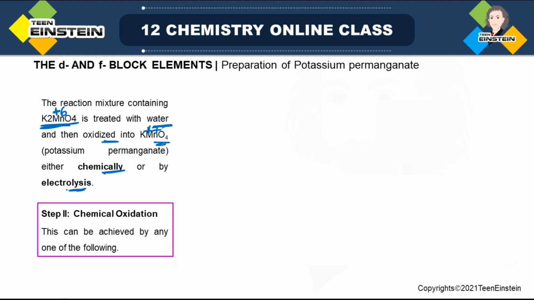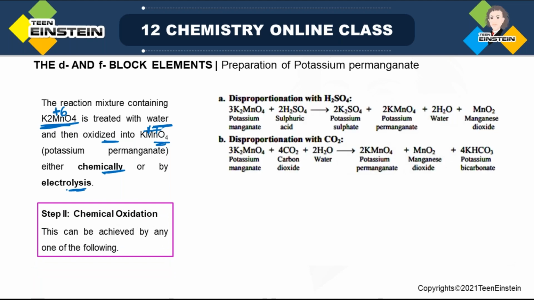So step 2, chemical oxidation. For the oxidizing agent, what we have used is H2SO4, sulfuric acid, because we know sulfuric acid has oxidation property. Potassium manganate reacting with sulfuric acid, we are getting potassium permanganate, which is the actual compound we are trying to prepare. Some other byproducts are also there.